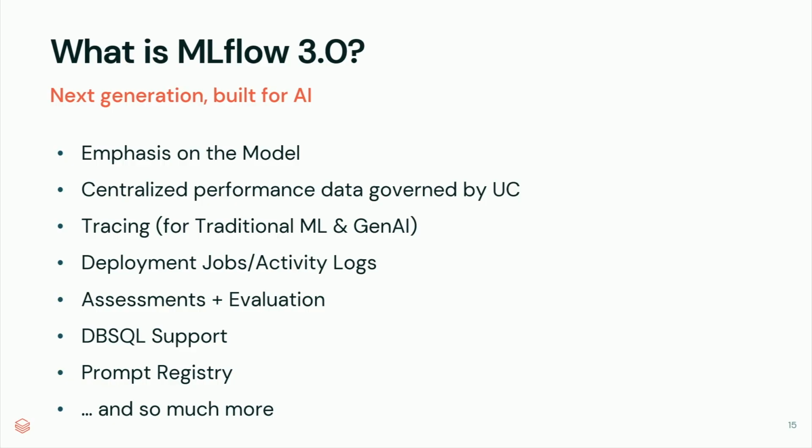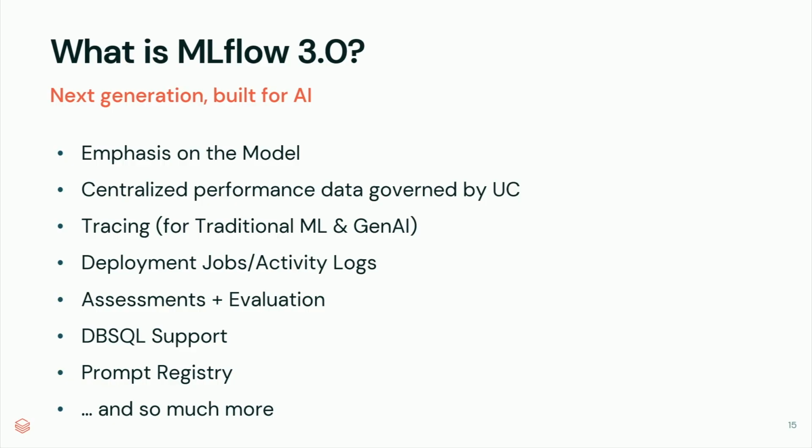We also have something called deployment jobs and activity logs, and basically this is a closer integration with our workflows product and our jobs product, so that you have a dedicated deployment lifecycle and model management lifecycle, as well as auditability on what's going on with my model, what's happened in each deployment state. Assessments and evaluation, so you can now go and get expert feedback, see what's going on with my model. You can have these experts label it. You can do automatic evaluation. I think we mentioned that.